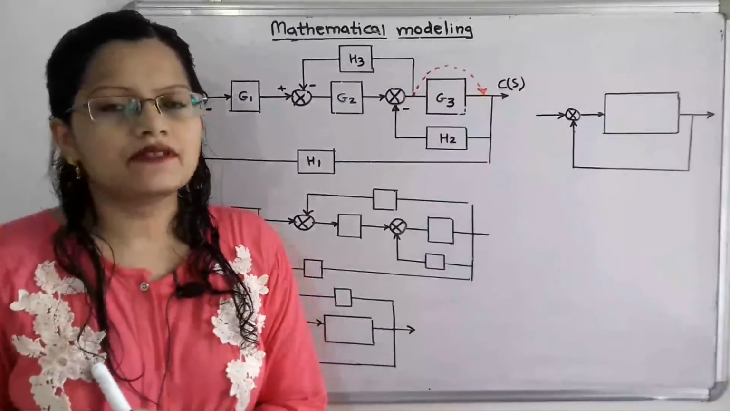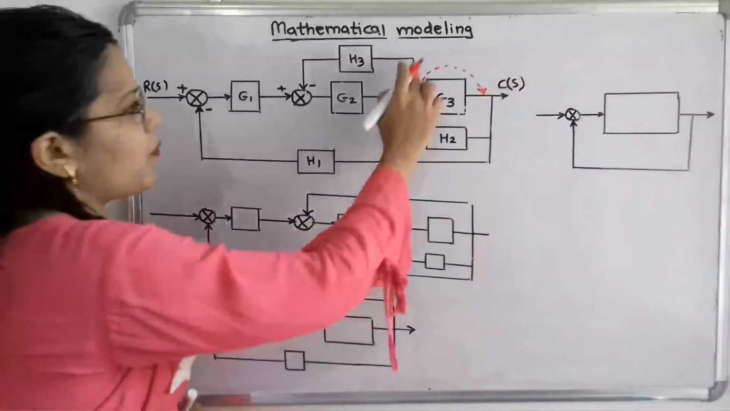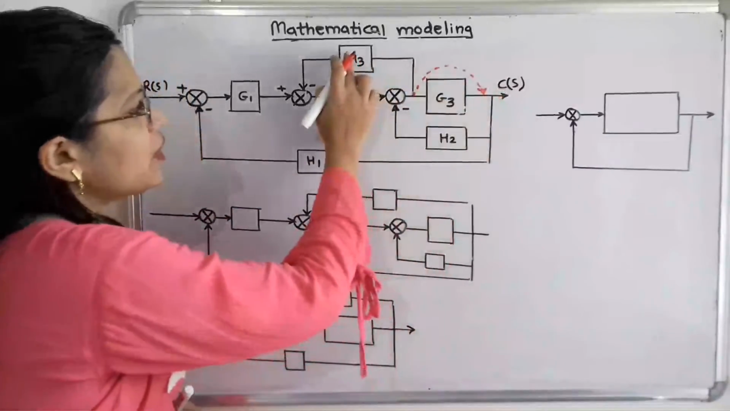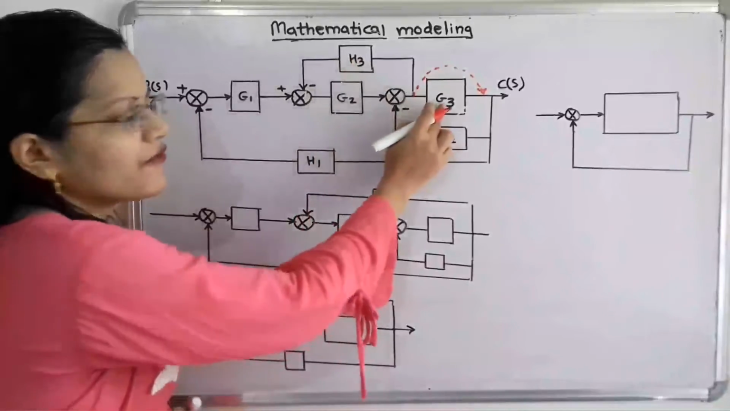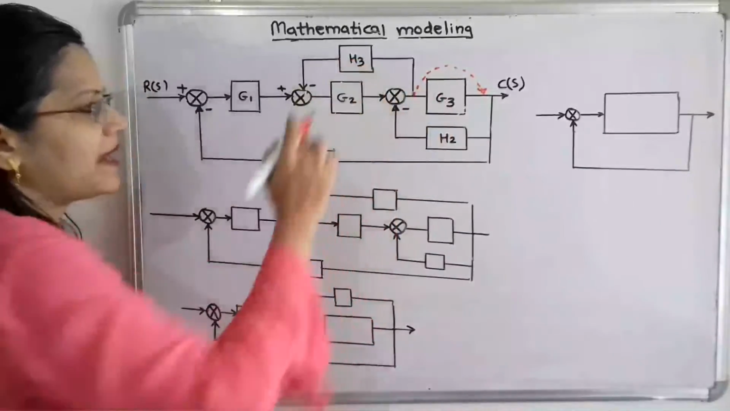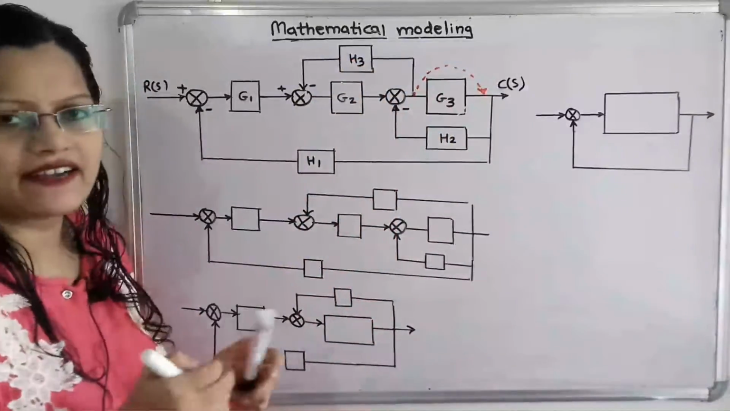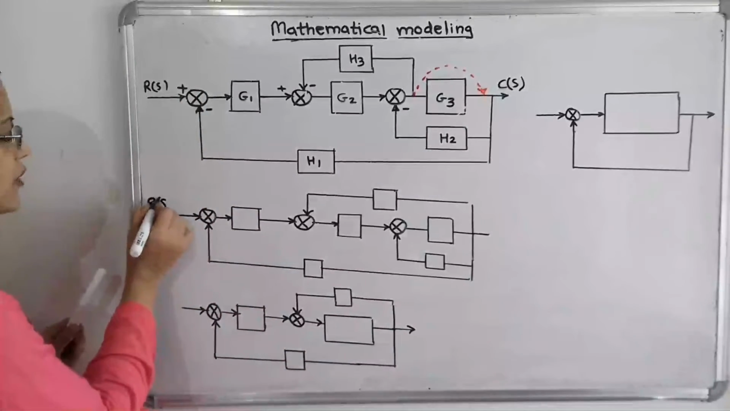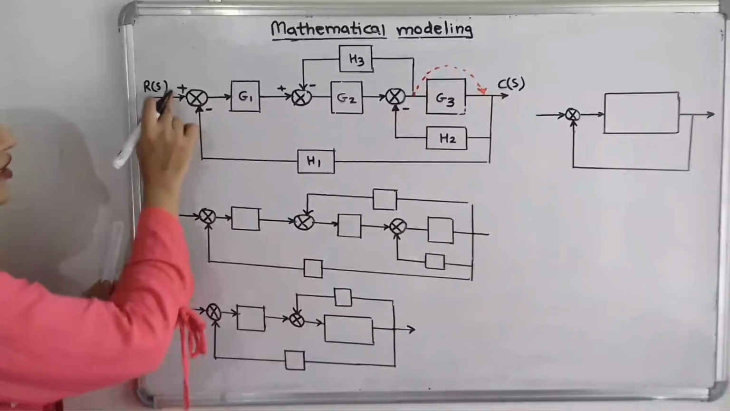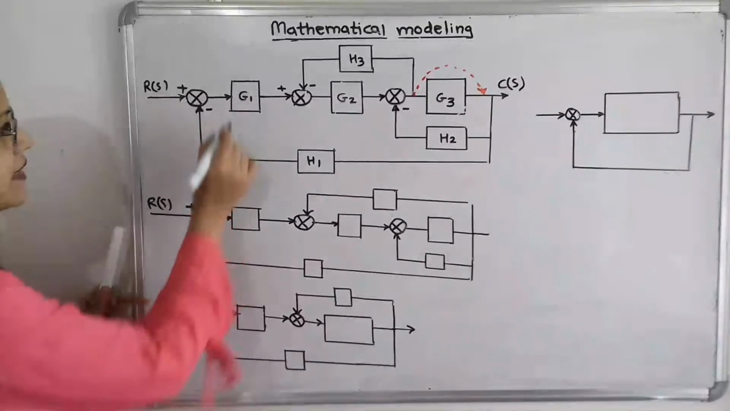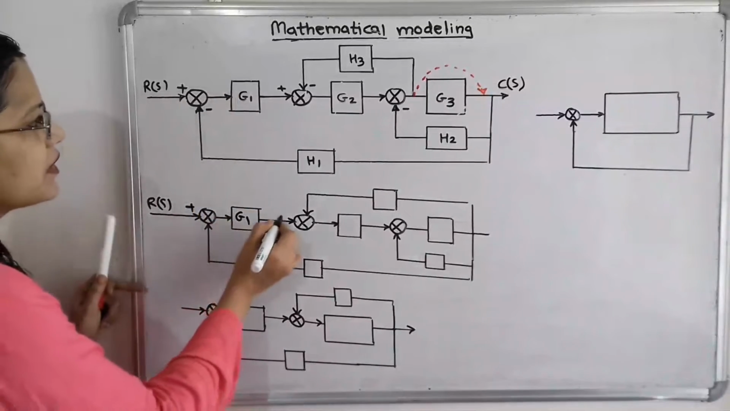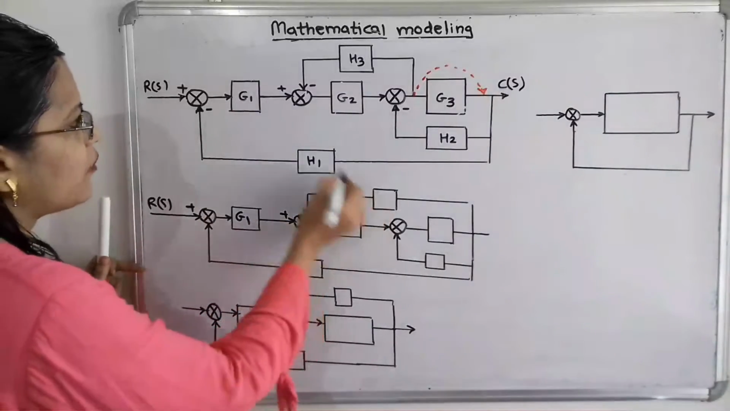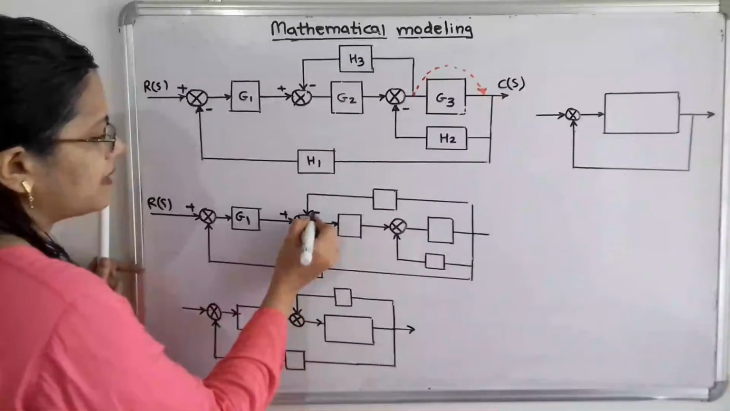So what will happen? When we transfer this point after the block G3, we have to divide with that block, that is H3 by G3. So I will rewrite this diagram. Here R of S is input. Now we have to take care for sign. So R of S, there is plus sign. Then there is block G1. Then here is plus sign, and for this feedback loop there is minus sign.